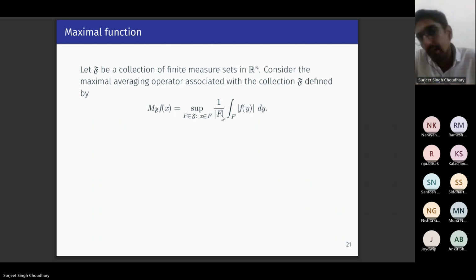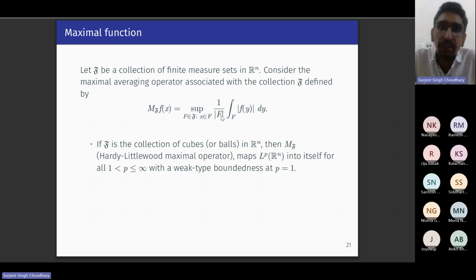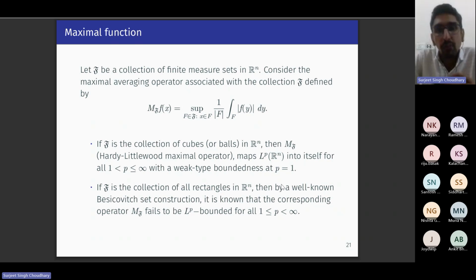These maximal averaging operators are well studied. So for example, if the collection is the collection of cubes or balls in R^n, then this is the well-known Hardy-Littlewood maximal operator, and its boundedness is well studied, and we know it's bounded for p bigger than 1 and weak type bounded at p equal to 1. But if we consider F to be the collection of all rectangles in R^n, then a well-known construction by Besicovitch says that it fails to be bounded for any finite L p.